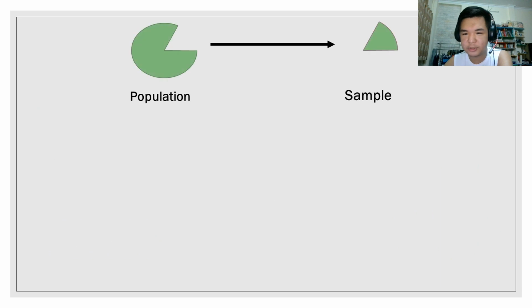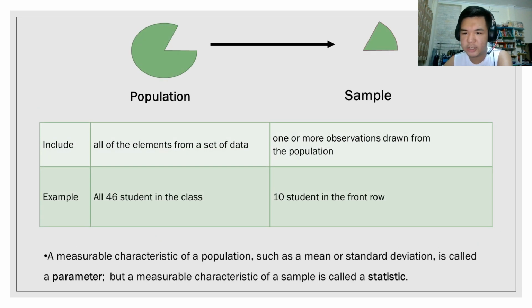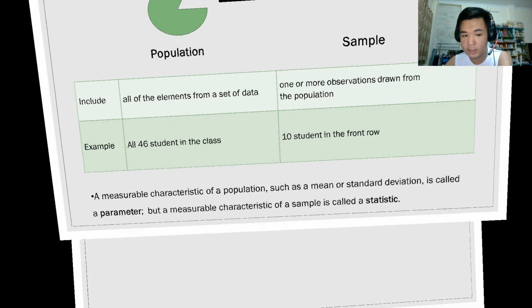Next, I will talk about the population and the sample. The population is basically all the elements from the set of data, while the sample is one or more observations drawn from the population. From the previous example, the class size is the population and the 10 students in the front row is the sample. Note that a measurable characteristic of a population, such as a mean or standard deviation, is called a parameter, but a measurable characteristic of a sample is called a statistic.